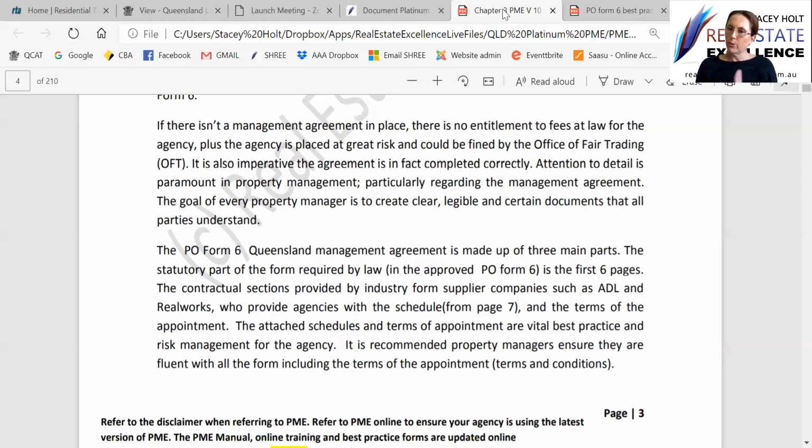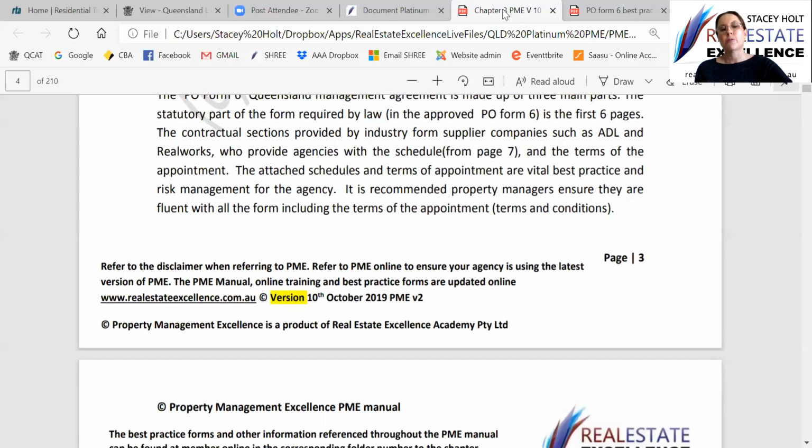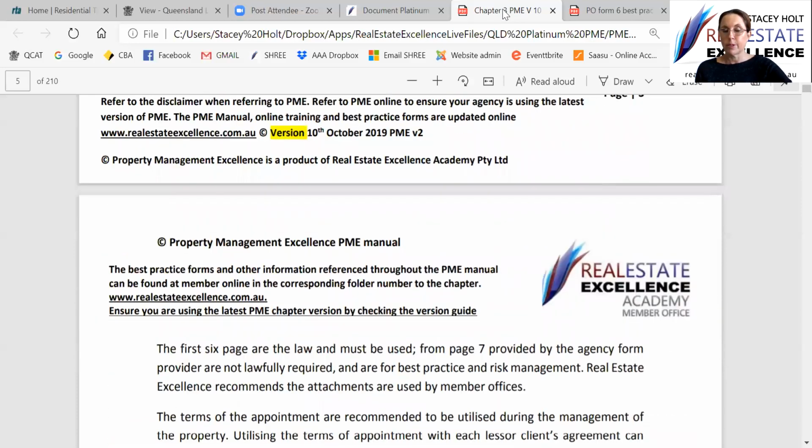Now, given that they're 2 different wonderful companies, ADL and RealWorks, and providers and products, they're similar outline, but of course they're different. And it's really important that property managers understand the document, read it, study it, ask questions. What does this mean? Particularly the terms at the back. I know one of the many things I wish I'd done differently when I was back in the real world way back when is to really understand the document a bit more, the terms and conditions, and understand what I was really dealing with, as opposed to just signing up a new landlord. So understand the most important document. So page 7 on is the schedule, and then you've got the terms at the back of it. And I really encourage property managers to become fluent and understand the most important document.